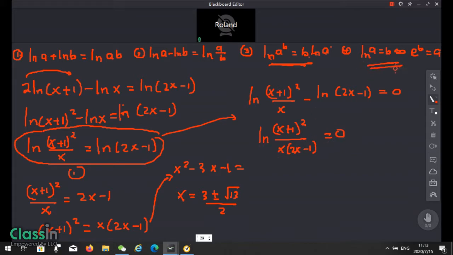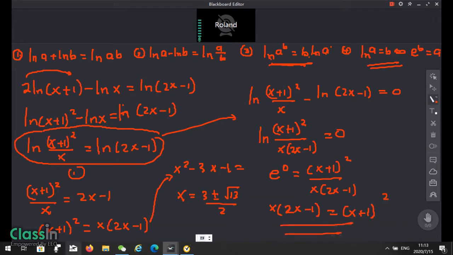Then we apply law 4: ln a equals b means e to the power b equals a. So in this case, e to the power 0 equals (x plus 1) all squared over x(2x minus 1). And e to the power 0 is 1, so it's the same as x(2x minus 1) equals (x plus 1) all squared. Remember, this equation here is the same as this equation here. So when we continue, of course, we are going to get the same answer.